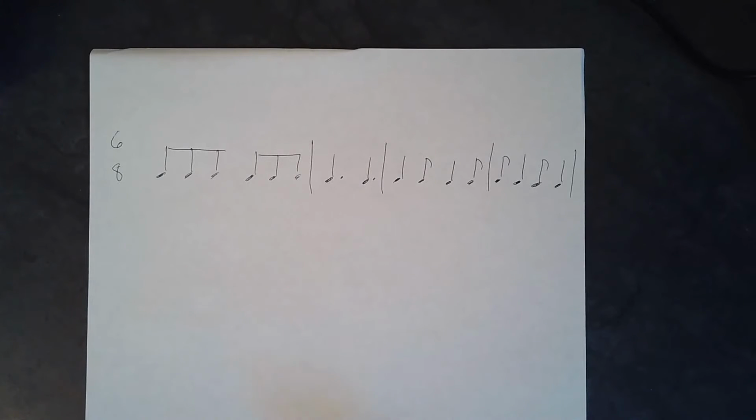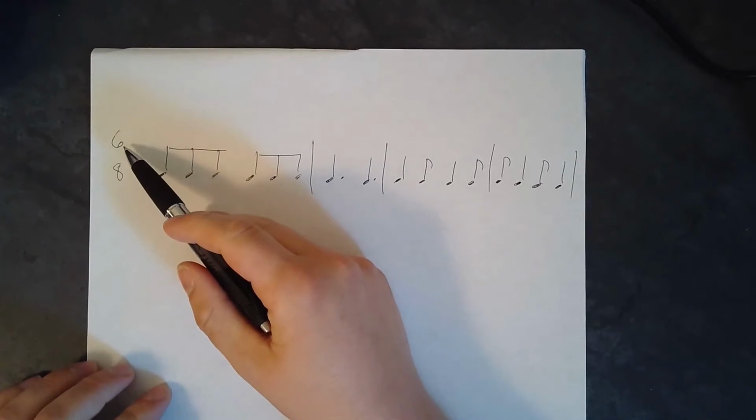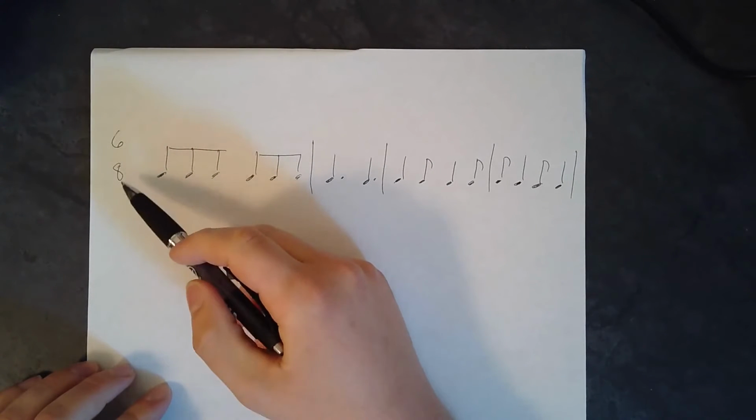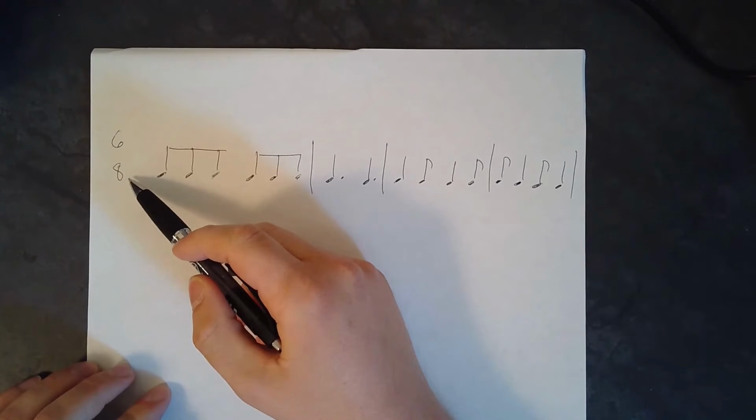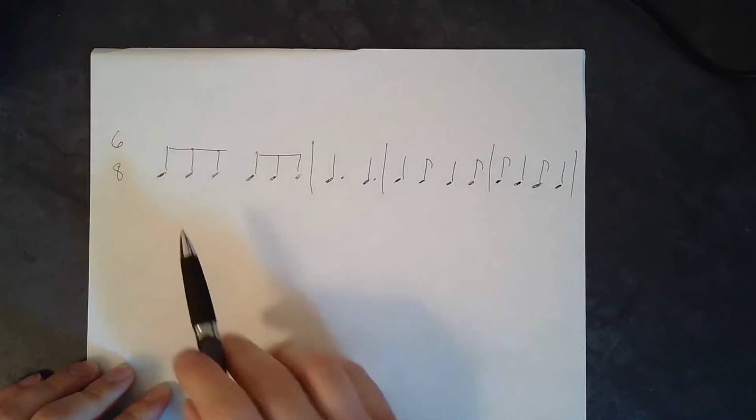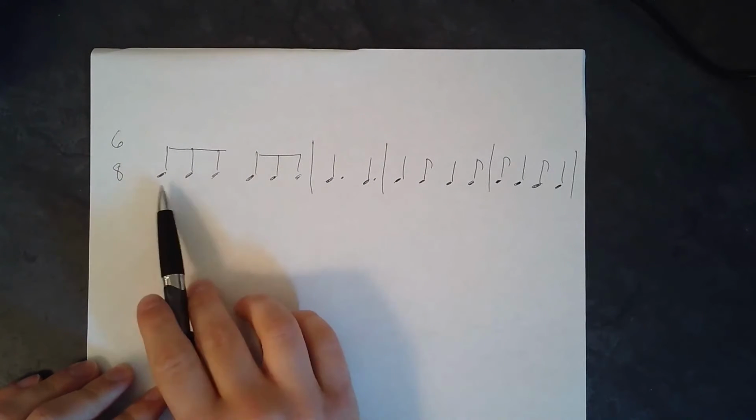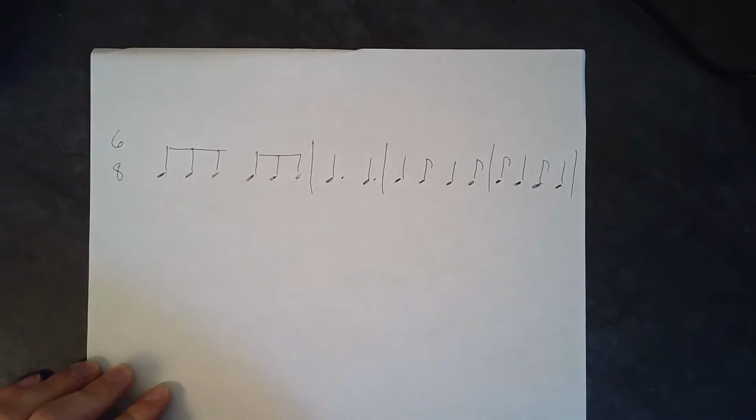6/8 time, my favorite time signature. The top 6 means that there are going to be 6 beats in a measure, and the 8 on bottom means that an eighth note gets 1 beat. So I should have 6, 1, 2, 3, 4, 5, 6 eighth notes in each measure.